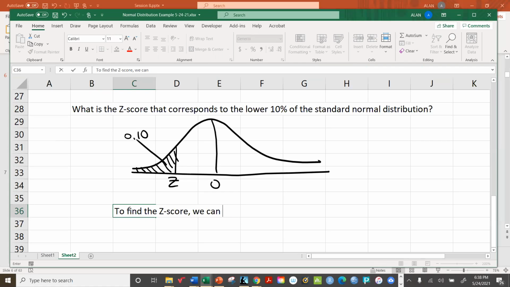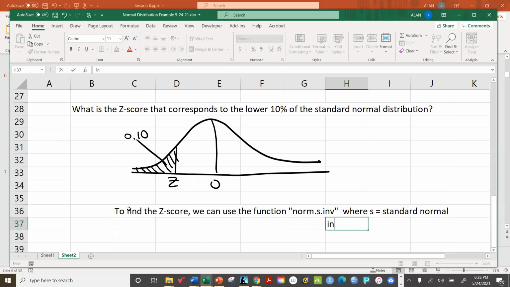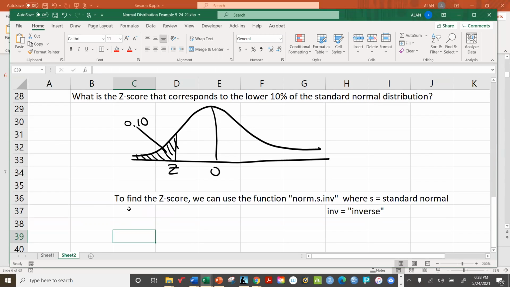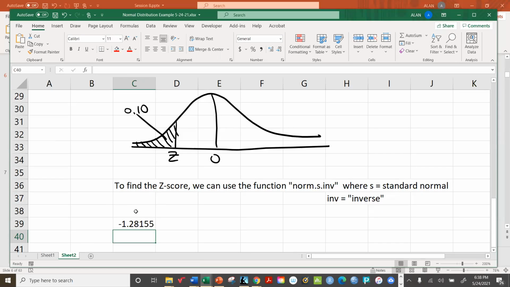We can use the function norm.s.inv, where s equals standard normal and inv equals inverse. So what you would do is you would put equals norm.s.inv, and you would just tell it that 10% is your probability, and say, oh, you mean negative 1.28. Let's round it. Negative 1.28.